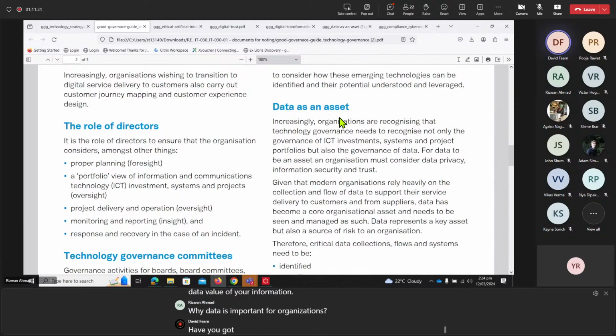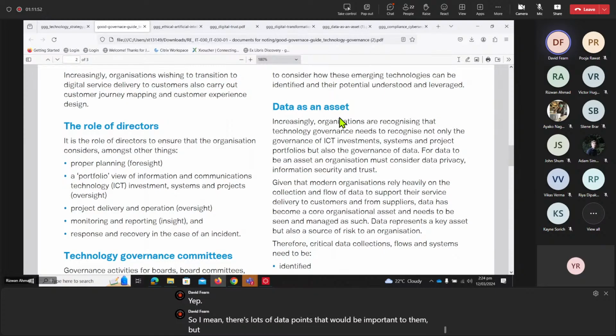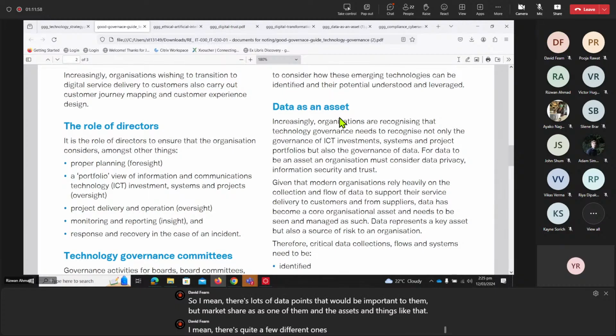Have you got a high level example, Rizwan, just so we can make sure we're on the same page? Okay, which company did you select? I'm with Spark. So is data important for them? Yep. There are lots of data points that would be important to them, but market share is one of them, and the assets and things like that. There are quite a few different ones.